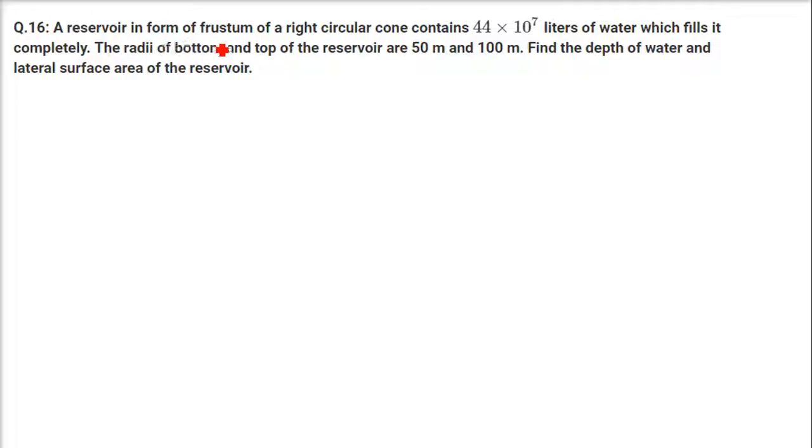A reservoir is in the form of a frustum of a right circular cone, containing this much liters of water, which fills it completely. So volume of that reservoir is given. The radii of bottom and top are 50 and 100. So again, this is 50 and this is 100. Find the depth of the water. So depth can be found out using the volume. So height has to be found out. And the lateral surface area of the reservoir. So let us find out.